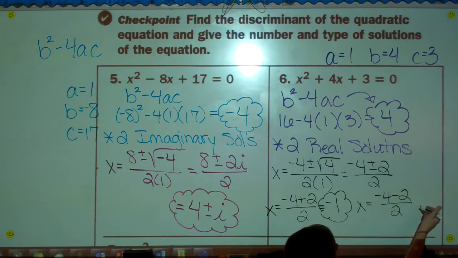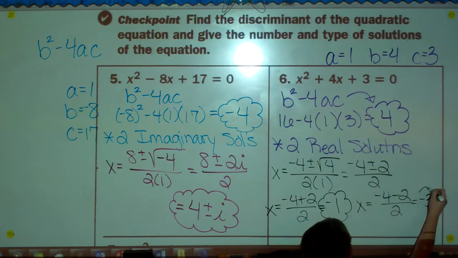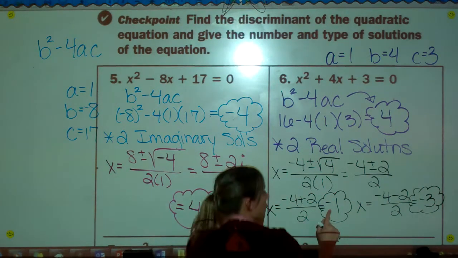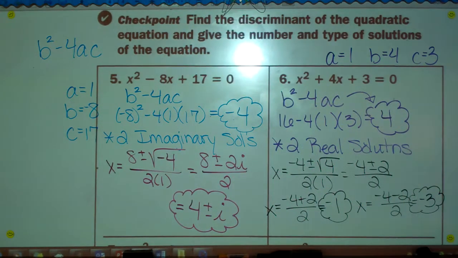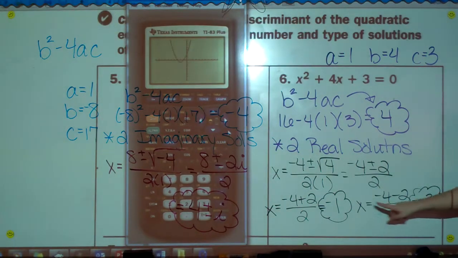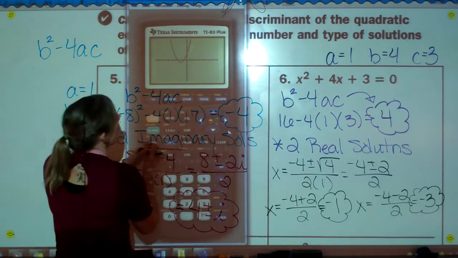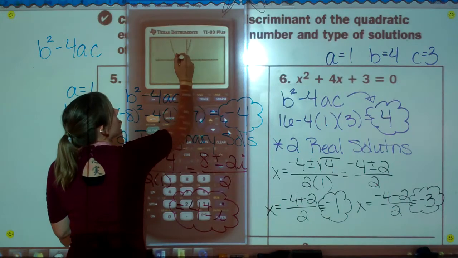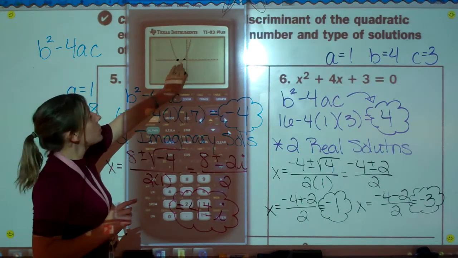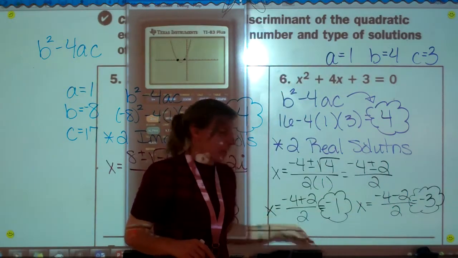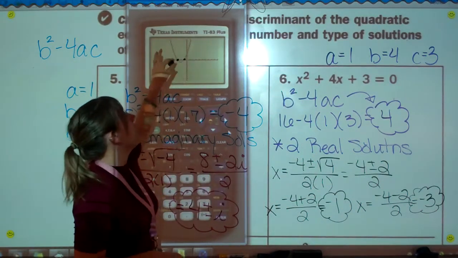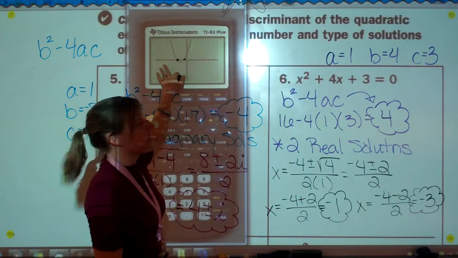-4 minus 2 is -6, divided by 2 is -3. Okay, so those are the two real solutions. And if you look at this graph, it's crossing at -1 and -3. So those two places where it's crossing are those two numbers. So the quadratic formula can get you the solutions. The graph, in this case, could have gotten us the solutions.